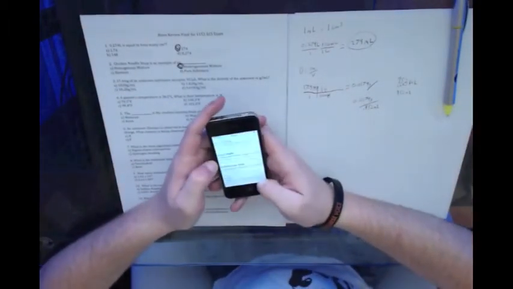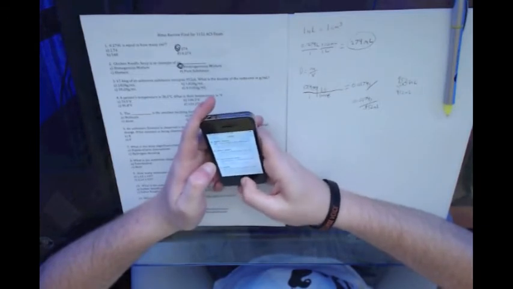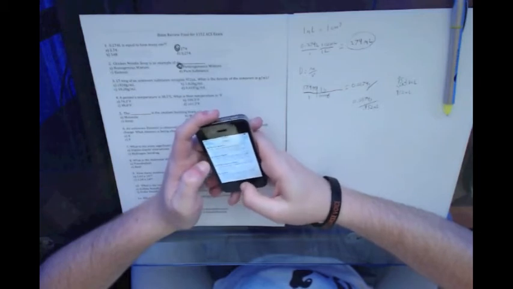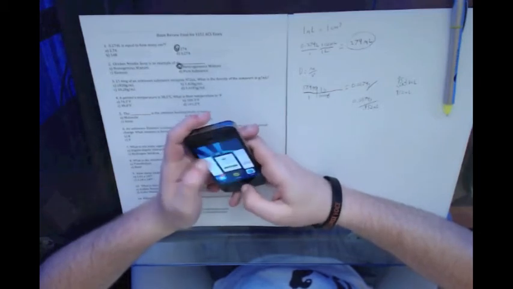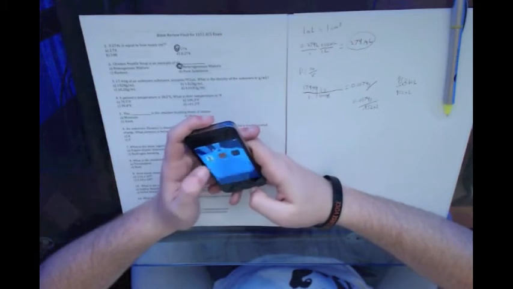You're not allowed to use your phone, so do as I say, not as I do. Let me pull up a calculator. This is the old iPhone 4. She's holding strong for me.